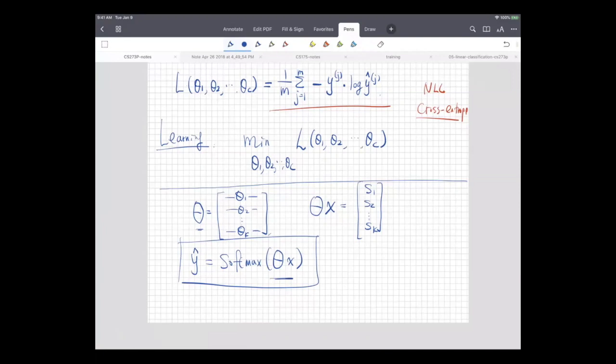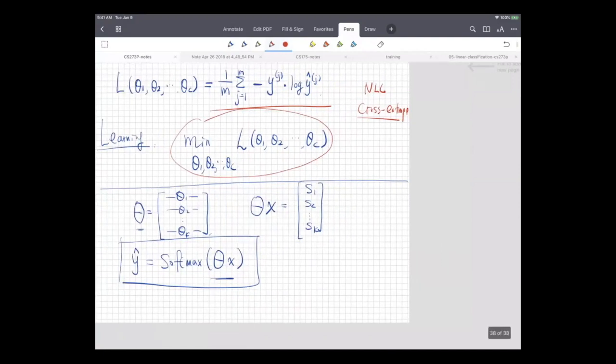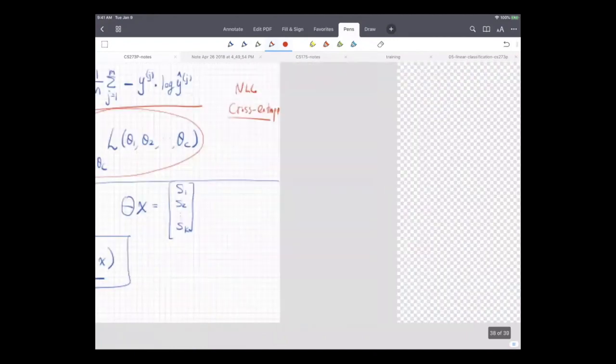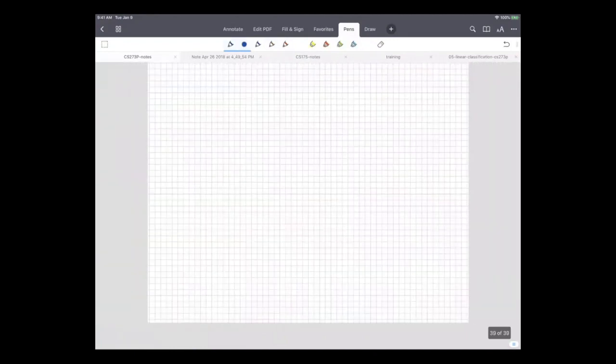All right, that's the notation. But now let's go back to the question: how do we solve this problem? In general, we know a methodology for doing that: the gradient descent method, a gradient-based methodology. For that purpose, we need to calculate the gradient of the loss function with respect to each individual parameter. And that's what we calculate here.